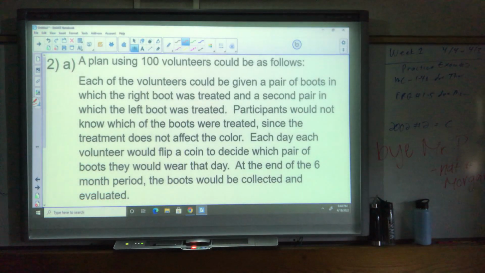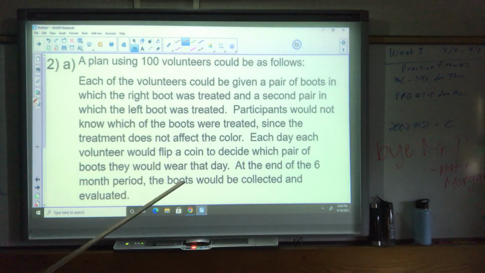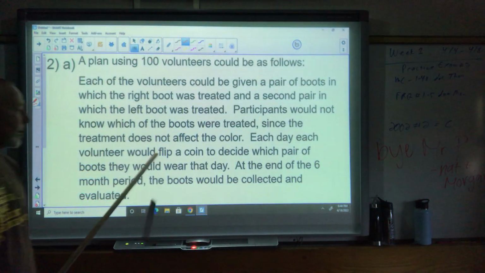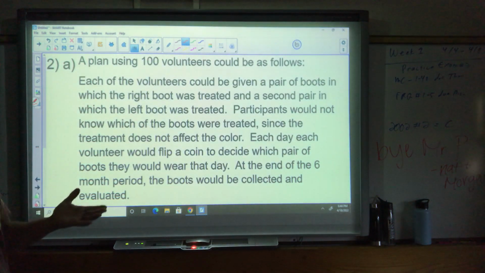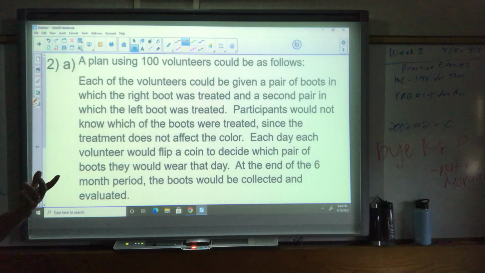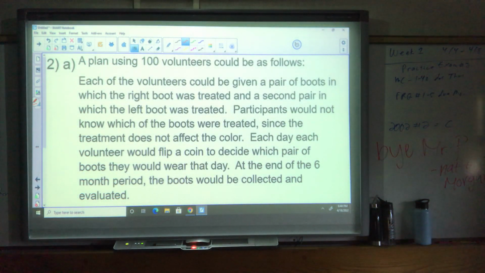Okay. Each of the volunteers were given a pair of boots, in which the right boot was treated, and a second pair, in which the left boot was treated. Participants would not know which of the boots were treated, since the treatment does not affect the color. Each day, each volunteer would flip a coin. Okay, so somehow you want to say that they randomly selected those boots and how you would do that. So flipping coins is a really easy way to decide which pair of boots they would wear that day. At the end of the 6-month period, the boots would be collected and evaluated.